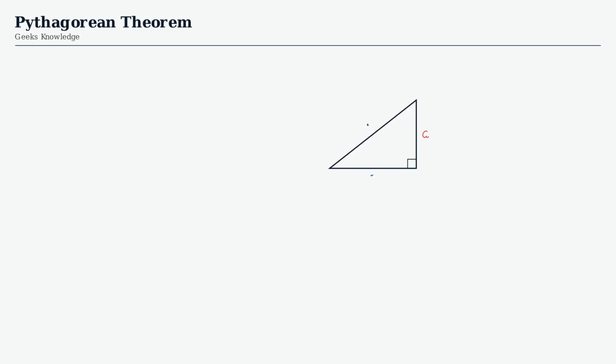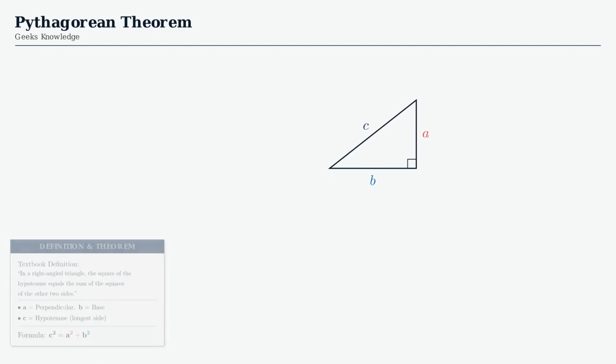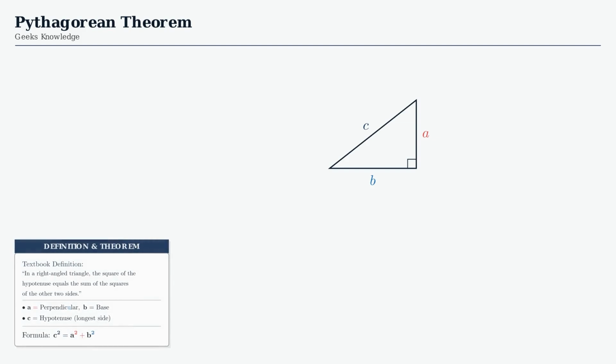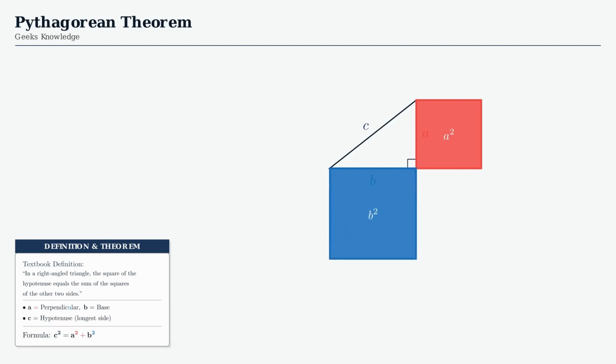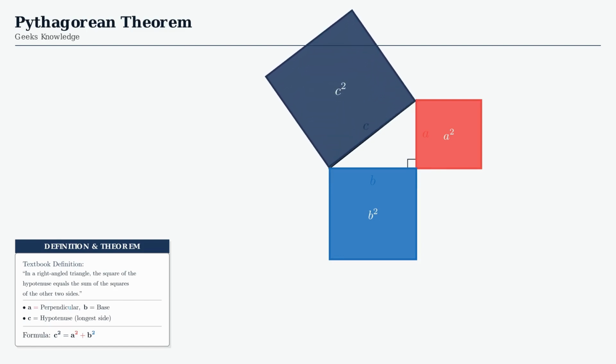Consider a right-angled triangle where side A is perpendicular, side B is base, and side C is hypotenuse. By definition, in a right-angled triangle, the square of the hypotenuse is equal to the sum of the squares of the other two sides. Building a square on side A gives area equals a squared. Building a square on side B gives area equals b squared. Combining these two areas forms the hypotenuse square with area equals c squared. Thus, we get the algebraic relationship, that is, c squared is equal to a squared plus b squared.